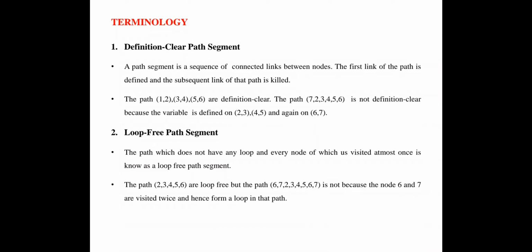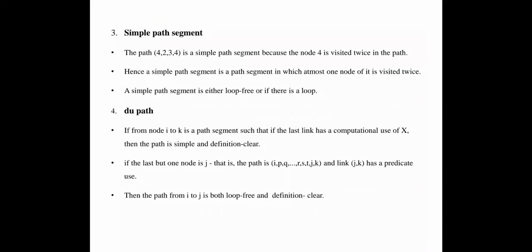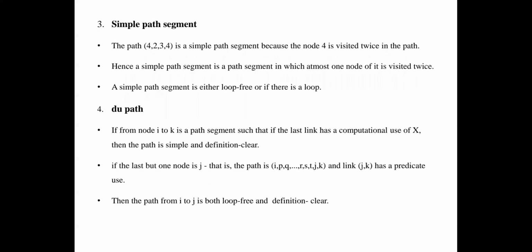First one is definition clear path. Next one is loop free path. And the third one is simple path segment. In the name itself, it is a simple path. How can you consider it a simple path? In the path which you have taken, at most one node has to be visited twice. That is called the simple path.